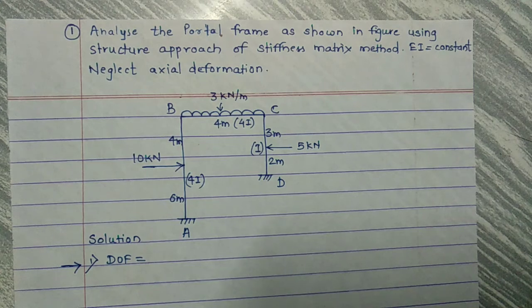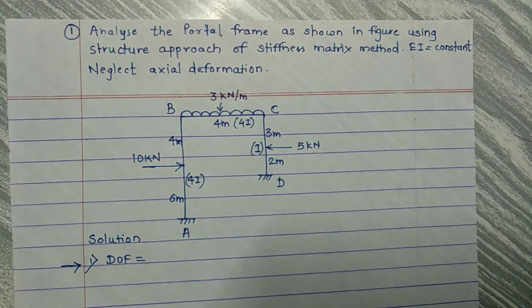Hello all the students, welcome to the online course of Matrix Methods of Structural Analysis. In this course, in unit number 5, that is analysis of portal frame using structure approach and member approach, we have completed the member approach. Now let us see the numerical on the structure approach of the stiffness matrix method for the analysis of portal frame.